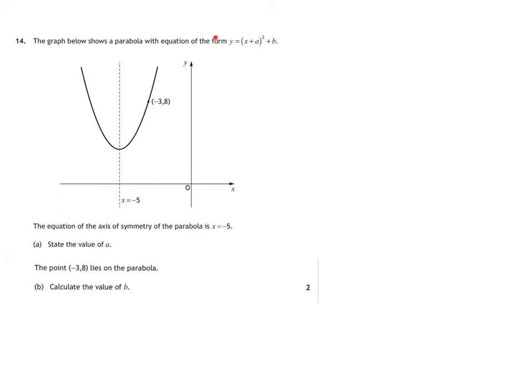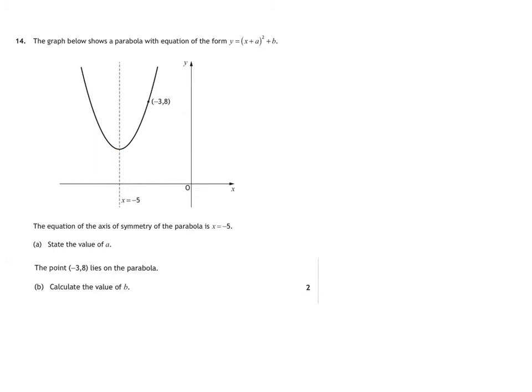So completing the square form, a and b are your turning points, remember? And a is always the opposite sign. So whatever your actual turning point is, your x value there, it's the opposite sign.